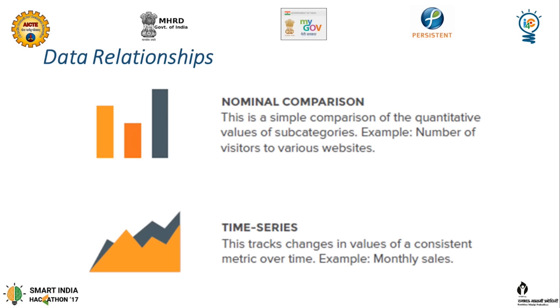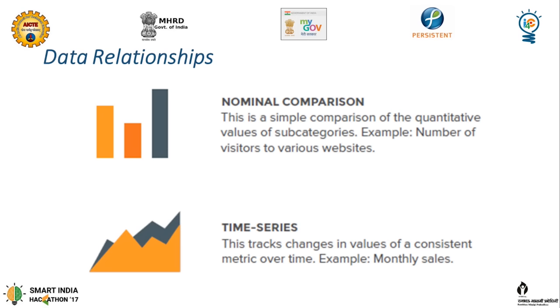Now, in an earlier session, Prashant has covered the data and data patterns, data types. Data relationships are also very important as we need to fix on which visual we need to use in our report. There is a normal comparison, which is a simple comparison of quantitative values of subcategories. For example, the number of visitors to various websites. There are different websites, maybe Google or some technical website or Amazon or Flipkart and so on. If we just want to compare the number of visitors coming to the websites, then it becomes a normal comparison across those values, that is facts, and website becomes the dimension.